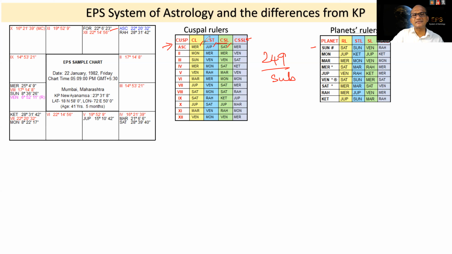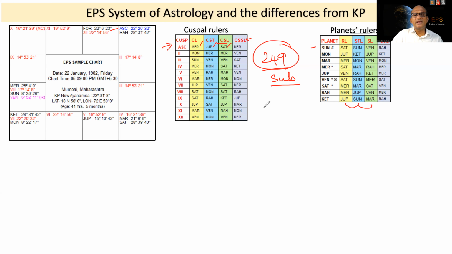So let us restrict ourselves to the CL, CST, and CSL as the rulers of a house. All these rulers have ownership of the particular house: CL as cuspal lord ownership, CST as cuspal star lord ownership, and CSL as cuspal sublord ownership. Like Lagna, all 12 cusps will fall in some Rasi, star lord, and sublord. Similarly, planets also will be in some Rasi, star lord, and sublord within the 249 subdivisions only.